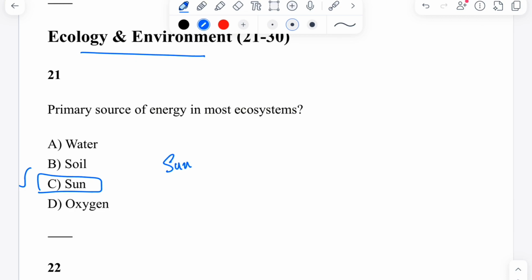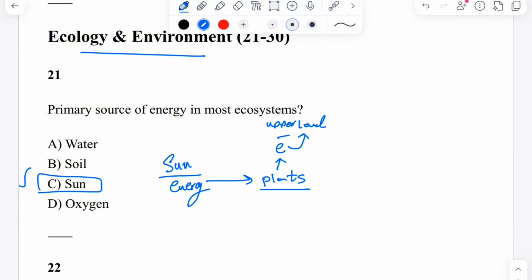Sun, energy provider. Plants take the energy and their electrons go to an upper level, and through photosynthesis make organic compounds.